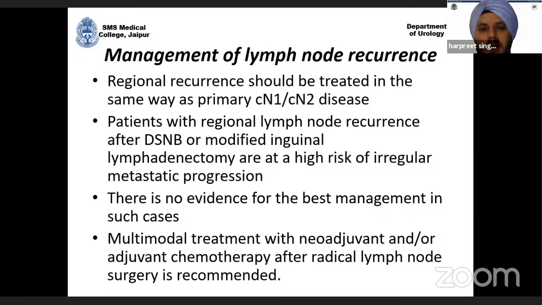Now, the management of the lymph node recurrences. The regional lymph node recurrence should be treated in the same way as at the time of the management of the primary tumor.